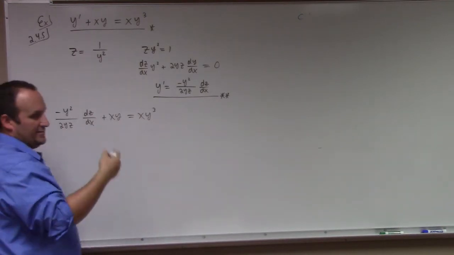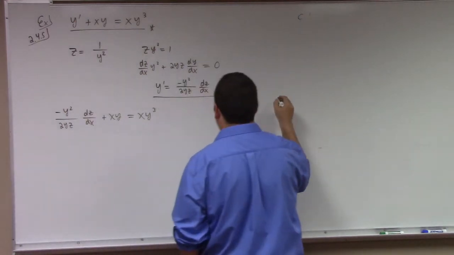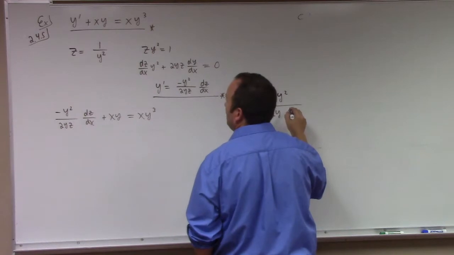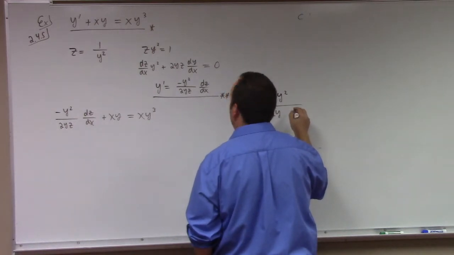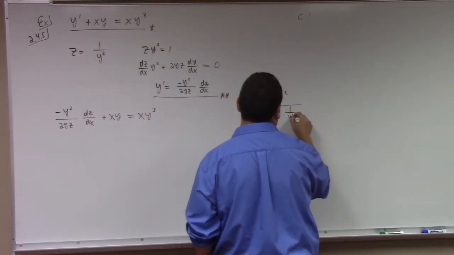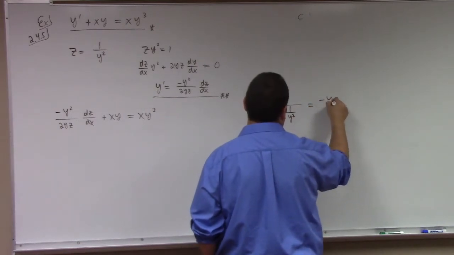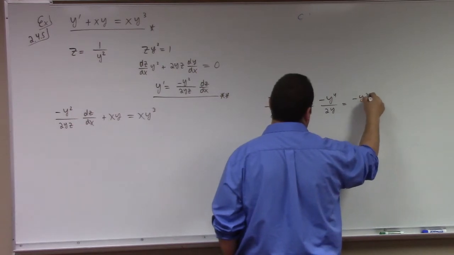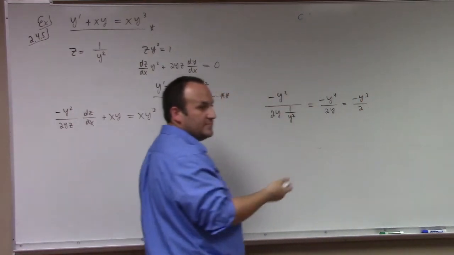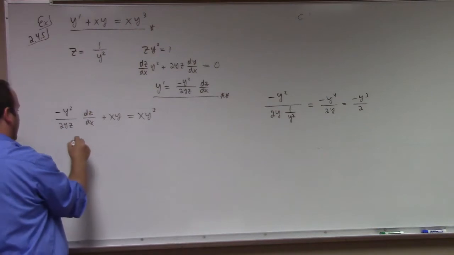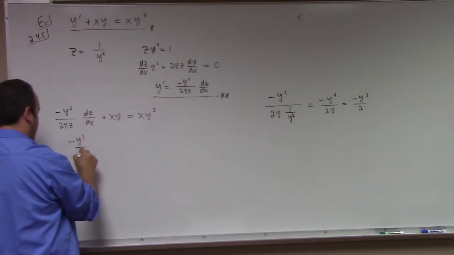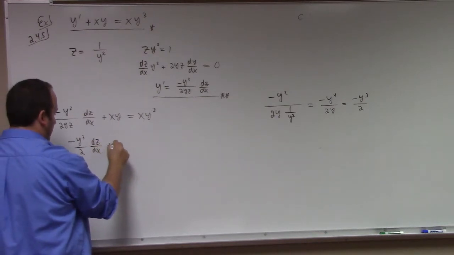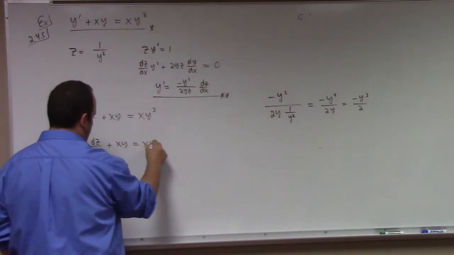I mean, we can write it out, right? That's y squared over 2y. What was z equal to? Z was equal to 1 over y squared. So what's this simplify to? Yeah, negative, like you said, minus y cubed over 2. So this is actually minus y cubed over 2 dz dx, right? Plus xy equals xy cubed.